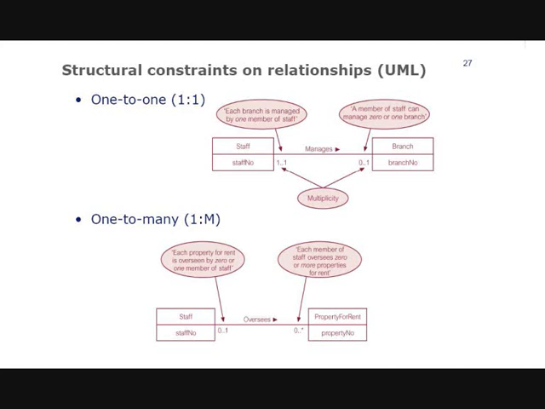I have a staff oversees property for rent, so a staff can oversee 0 to many properties for rent. So he might be allocated to no properties, 1 property, 2 properties, or many properties. On the other hand, a property for rent is allocated to no staff or 1 staff. So this is 1 to many and is optional at both ends. So I could have properties for rent without the staff allocated to them, and I could have a staff without properties for rent allocated to them.